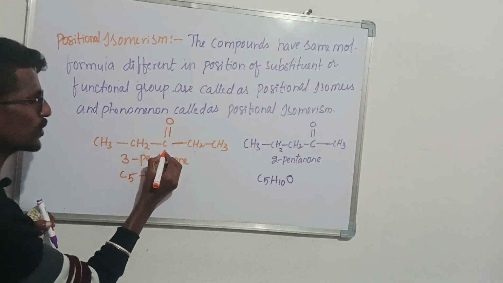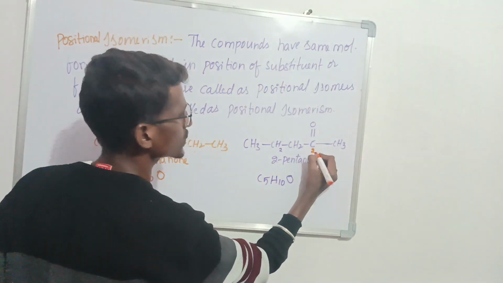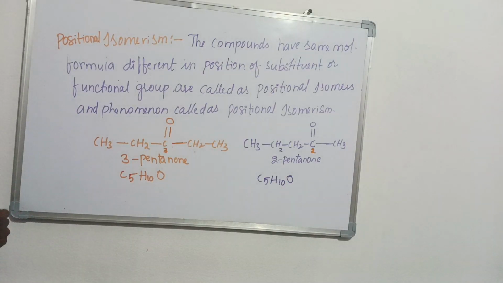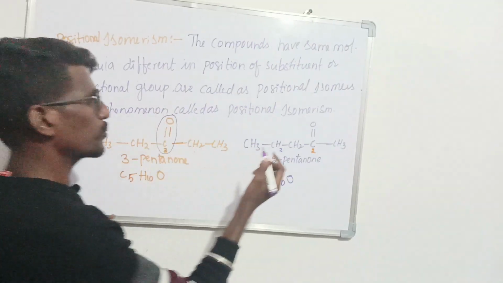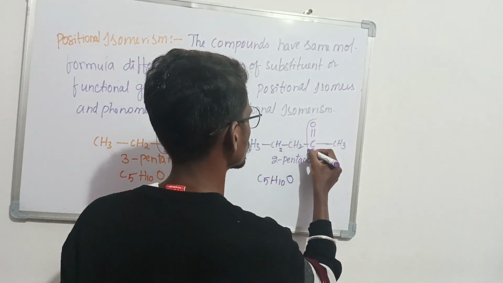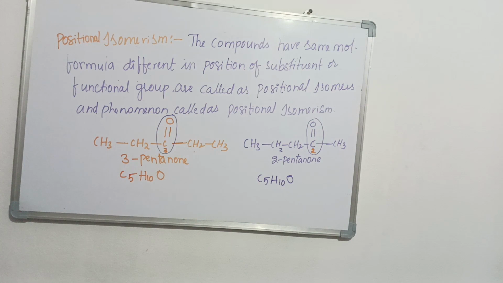Here the keto group is present at the third position, and there the keto group is present at the second position. Hence they are called positional isomers of each other. The position of the keto functional group is at the third position in one and at the second position in the other, and this type of isomerism is called positional isomerism.